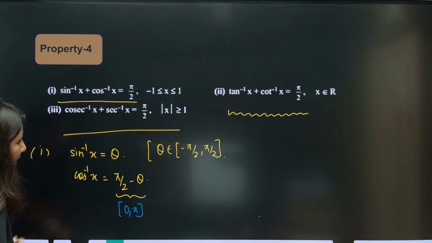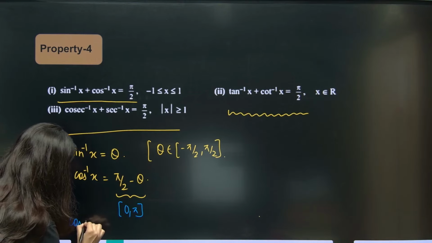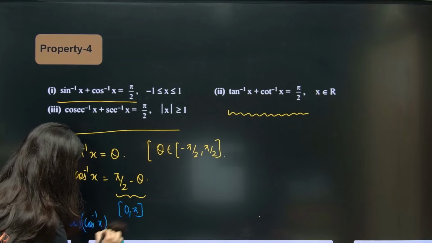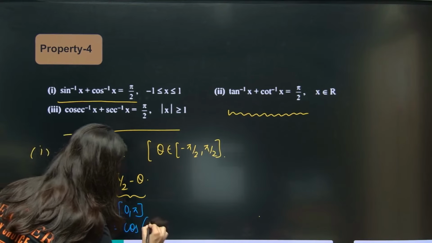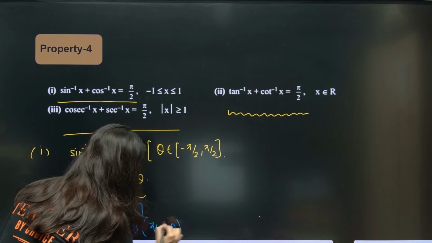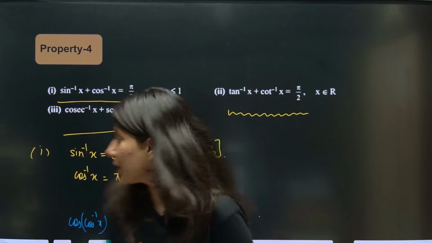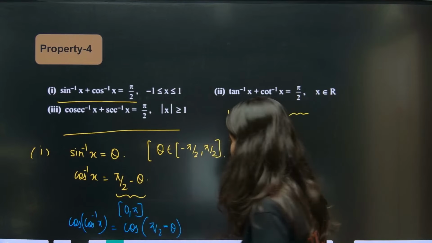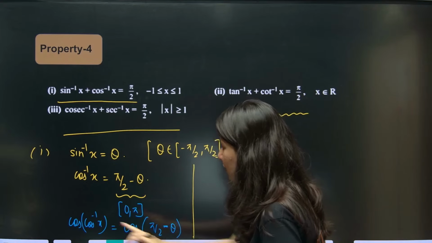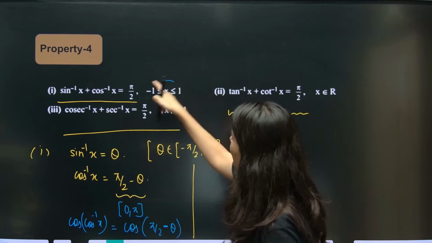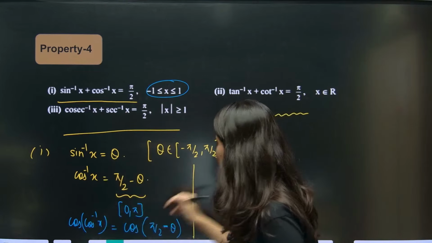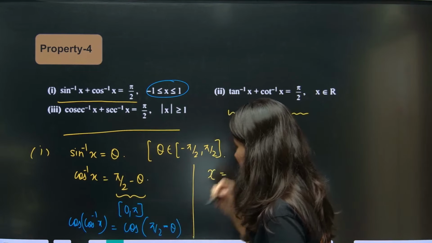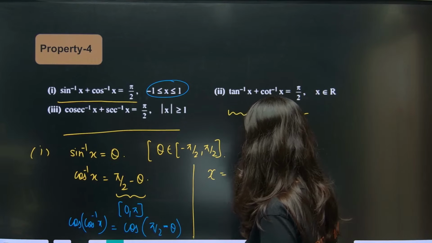So what you can do is, if cos inverse x is equal to pi by 2 minus theta, you can take cos both the sides. So cos of cos inverse x is equal to cos of pi by 2 minus theta, taking cos both the sides. Why can we take cos both the sides? Because the right hand side is already 0 to pi. Okay. So now what you can do is cos inverse cos x. See, x is already minus 1 to 1. So cos of cos inverse x will become x, and this is going to give you what? Pi by 2 minus theta.